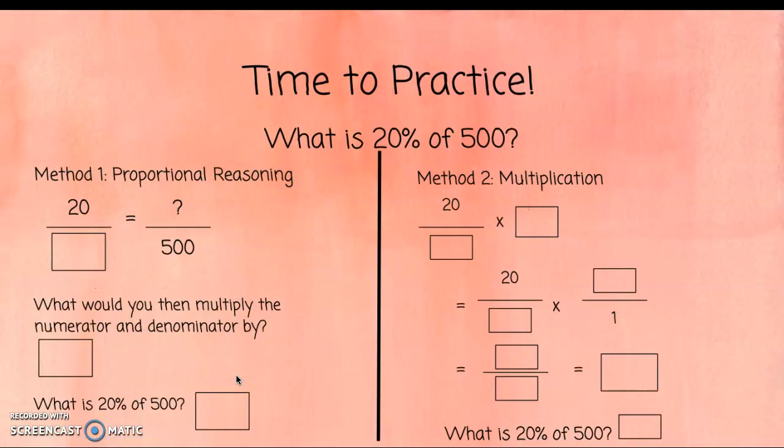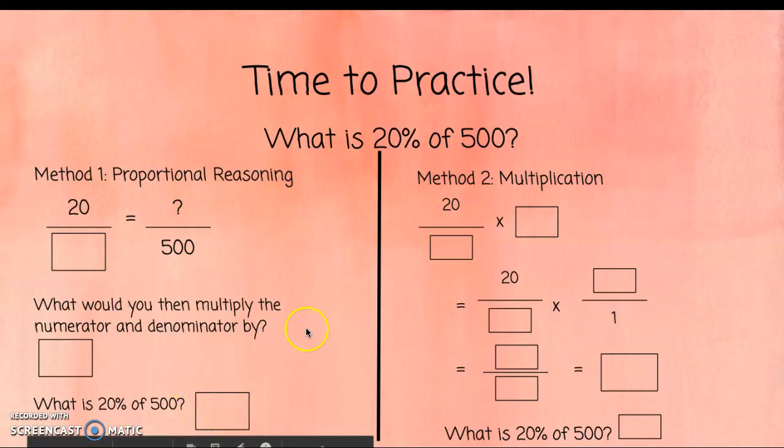All right, now it's your turn to practice. The question is, what is 20% of 500? So you're going to be filling in these boxes. So 20 over what equals, and you don't have to fill this in, just the boxes, equals a question mark out of 500. What would you then multiply the numerator and denominator by? You're going to write your answer in here. To do that, all you have to do is double click in the box. It's already a text box made for you. You just have to double click in the box and type what you want to in there, whichever number you choose. Then you're going to answer the question, what is 20% of 500? I'm going to write your answer here.